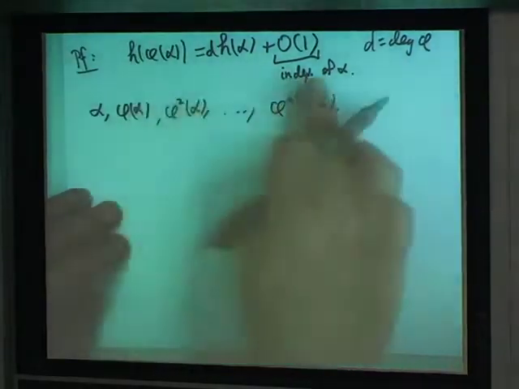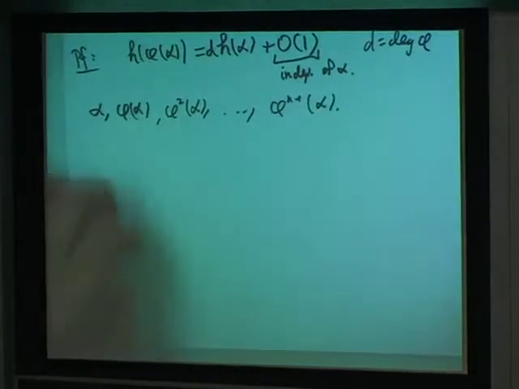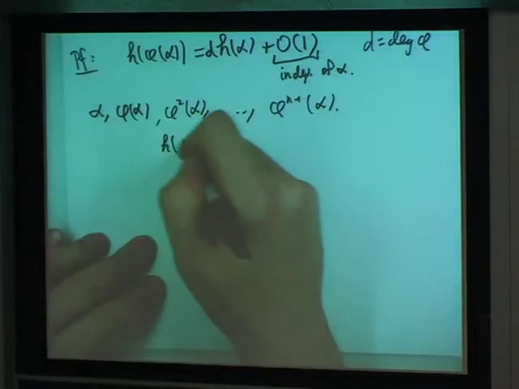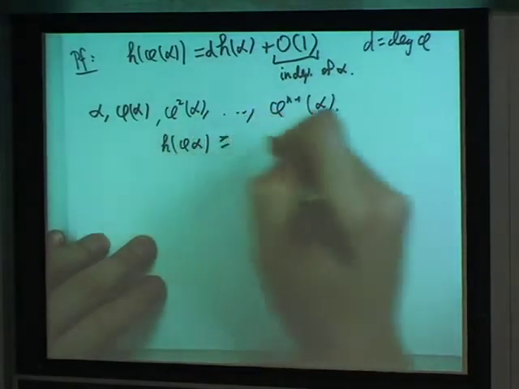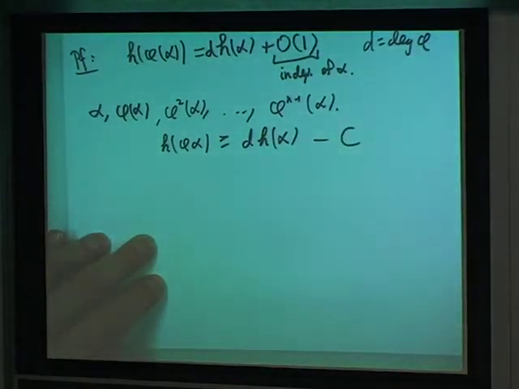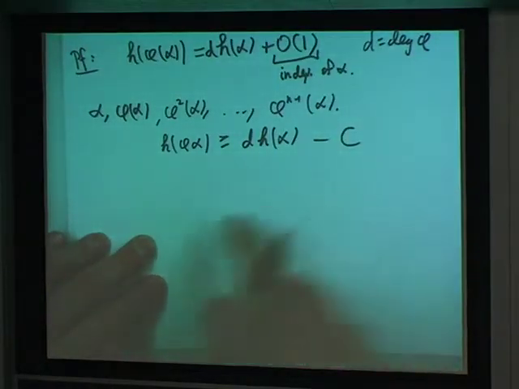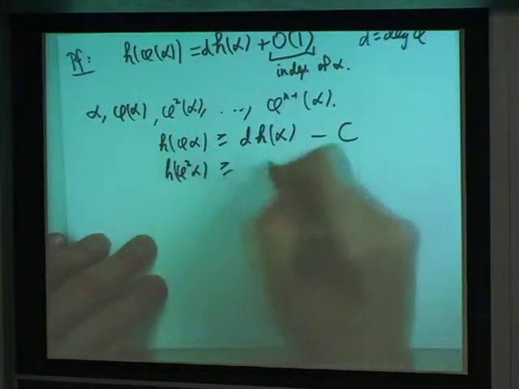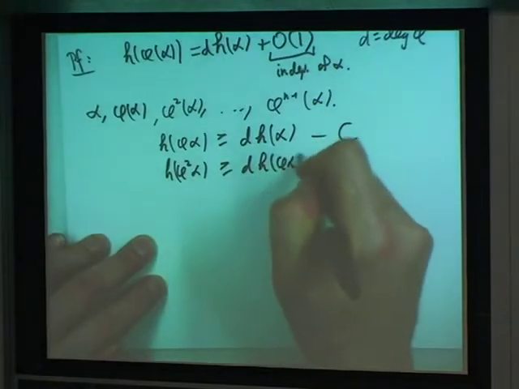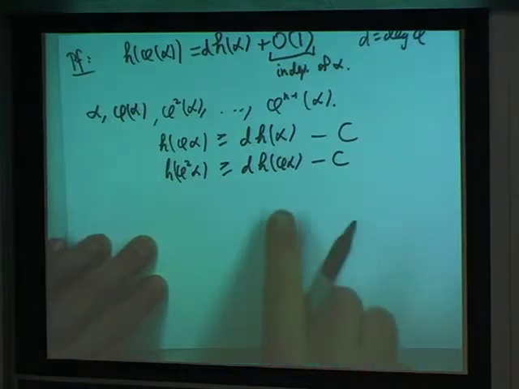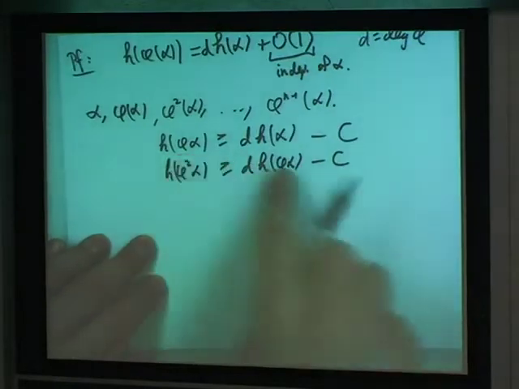I only really need one inequality on this. So what do I have? I have the height of phi of alpha is greater than or equal to d times the height of alpha minus some constant that depends on phi but not on alpha. And if I replace alpha by phi of alpha, I get the same thing, but for phi of alpha. But now I substitute the first one into the second one.